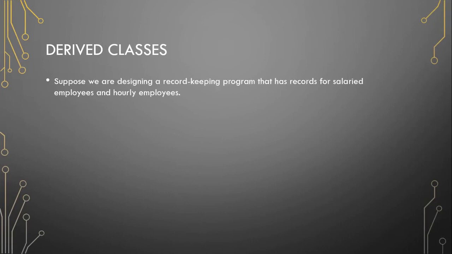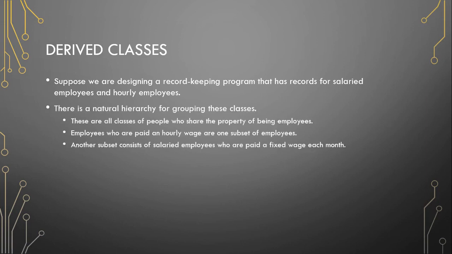All right, so let's start looking at derived classes. Suppose we are designing a record-keeping program that has records for salaried employees and hourly employees. So two different types of employees. Now, obviously, how we could do this in the past, we would make a class for hourly employees, deck everything out, make one for salaried employees, deck everything out. However, with inheritance, you'll notice there's a natural hierarchy for grouping these types of classes. So these are all classes of people who share the property of being employees. So no matter what, employee is a type, and they're all going to have certain things. For example, employees that are paid an hourly wage are one subset. Obviously, the other subset would then be the salaried employees who are paid a fixed wage each month.